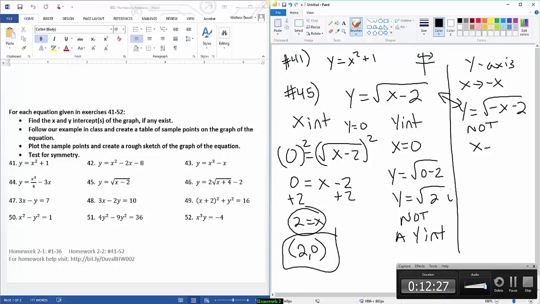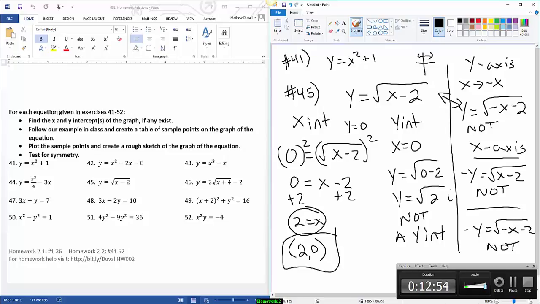If we're going to do symmetry over the x-axis, then I have to plug in a negative y. If I plug in negative y equals the square root of x minus 2, those are also not the same, and so it's not going to be symmetric over the x-axis. And then the origin: if I do both, negative y equals the square root of negative x minus 2, that is also not the same, so it's not going to be symmetric over the origin.